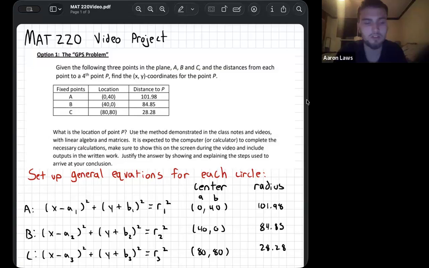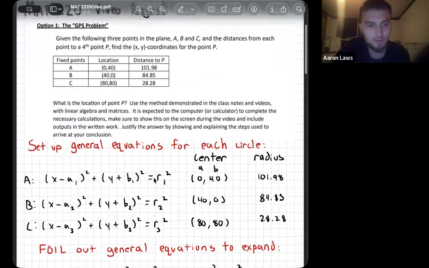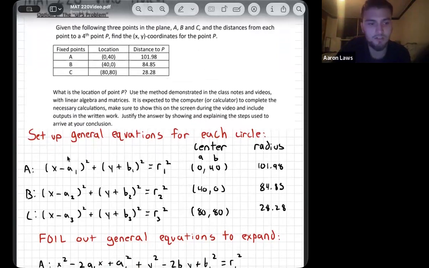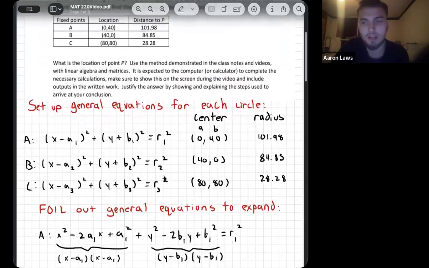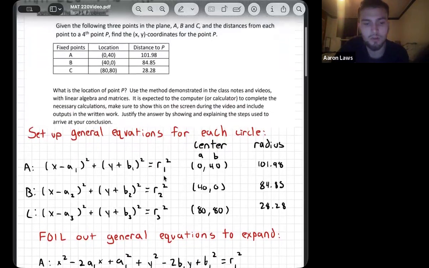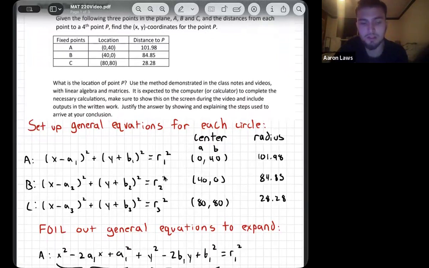So, knowing that these satellite fixed points can be represented using a circle, we set up the general equations for each circle using the data from the table. Here you can see I just have the general equations for the circle as well as the corresponding relevant center location and radius. And then I'm going to want to use FOIL to expand these general equations because they're not linear, they have squared terms.